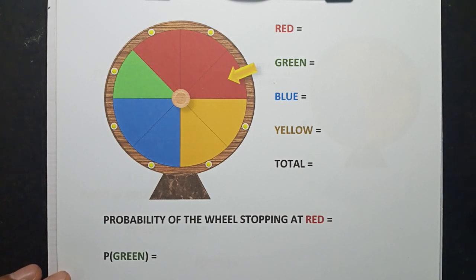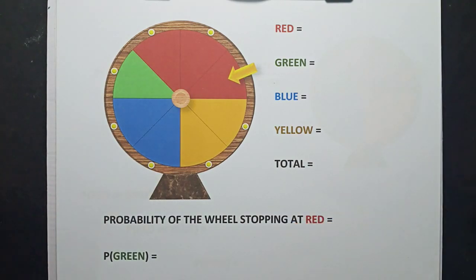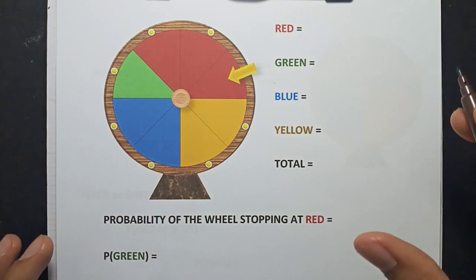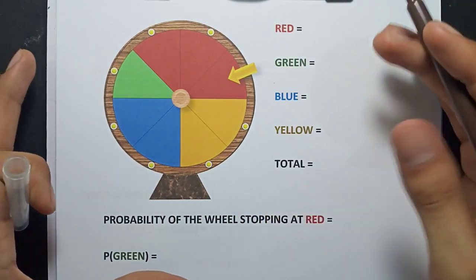And how to do that? We need to compute the chances of each of these colors, compare them, and look for the best option that we have here. Now to do that, we need to first list all the givens that we have.